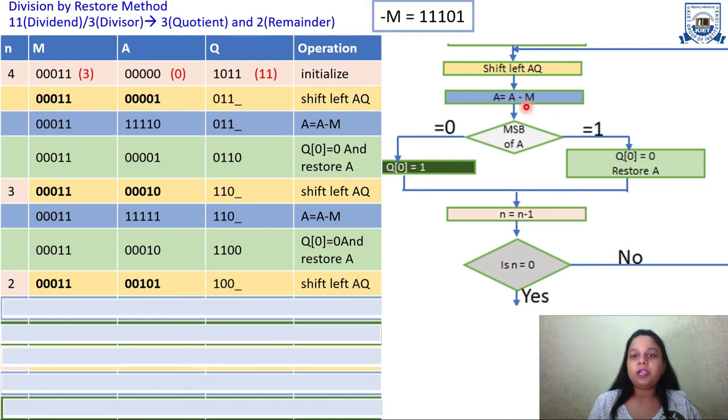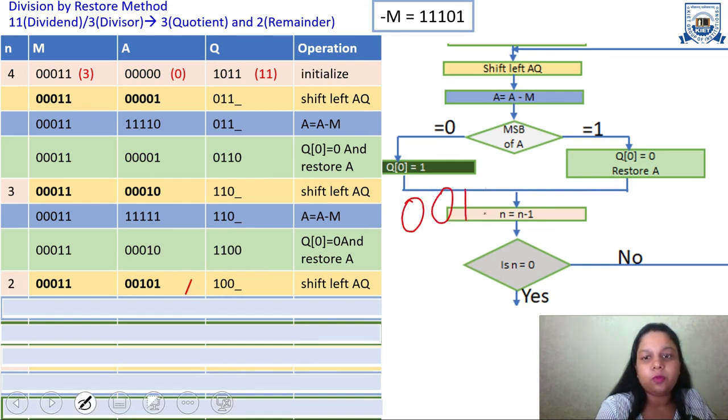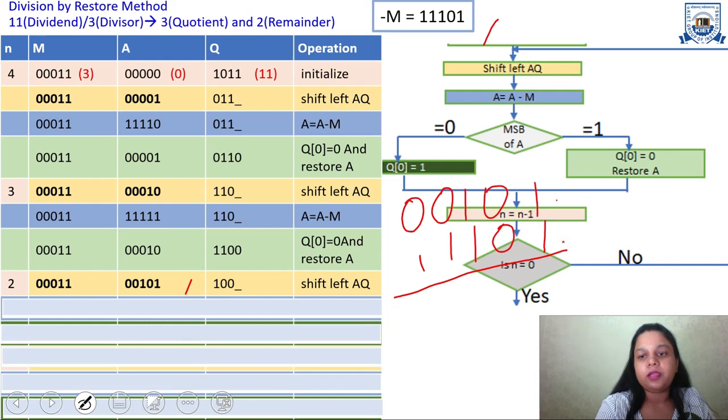Next we will again do A is equal to A minus M. We are having the value of A, we are having the value of minus M, we will add this. A is 00101, and M is 11101.